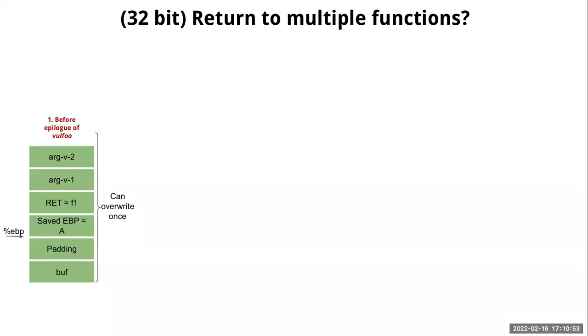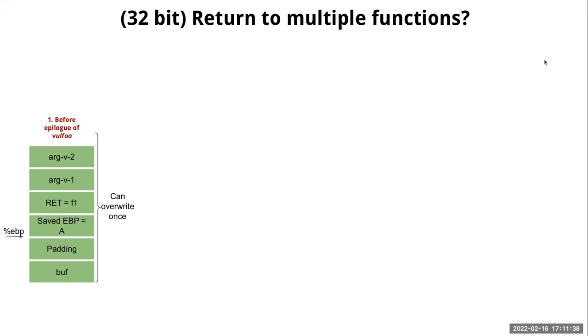I'm using 32-bit as an example. 64-bit for this one is much different, because with 64-bit, like I said, the parameters are not on the stack, they are in registers. So things are much different. Even calling a function with one parameter in 64-bit, we have to utilize another technique. Not return to libc, it's called return oriented programming, which we will discuss in the second half of the semester.